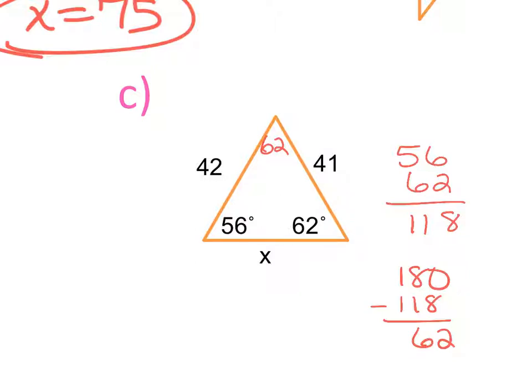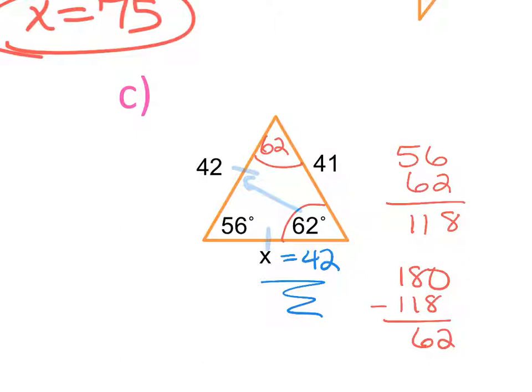Notice I have an isosceles triangle now. My base angles are both 62, so that tells me that the sides across from them are going to be congruent. So if those two sides are congruent, what's x? 42. Beautiful. So we needed to find that missing angle to figure out which side we were going to put in there, because we have an isosceles triangle. That's a good point to bring up.